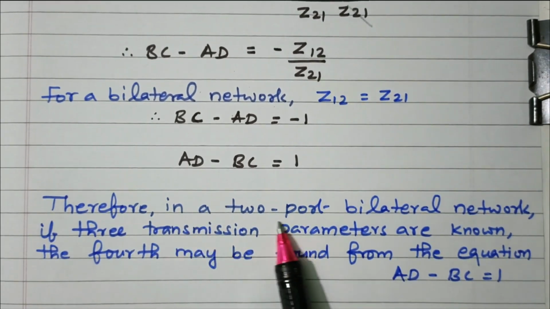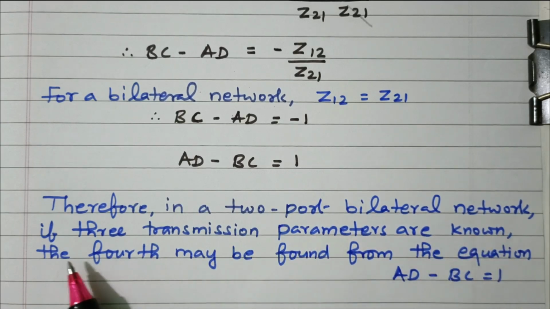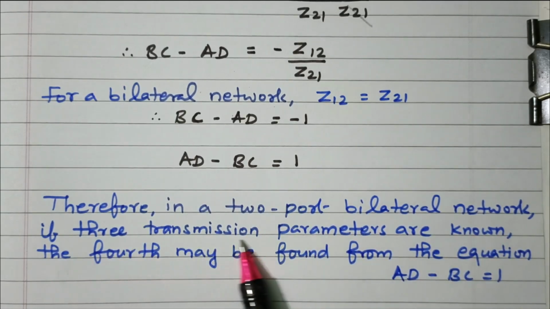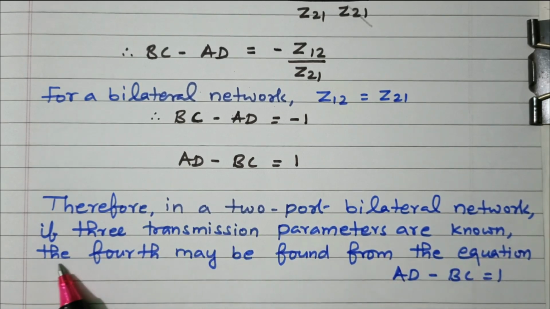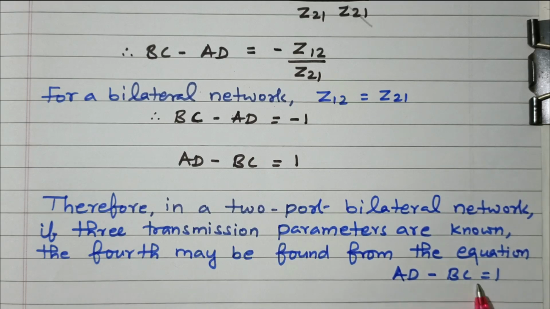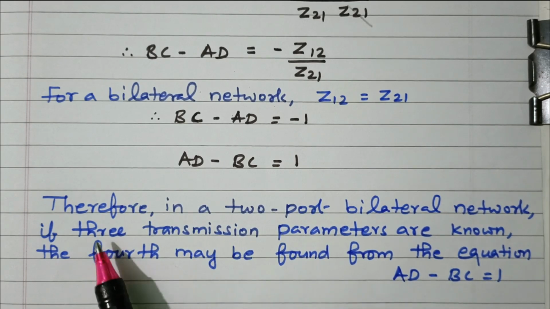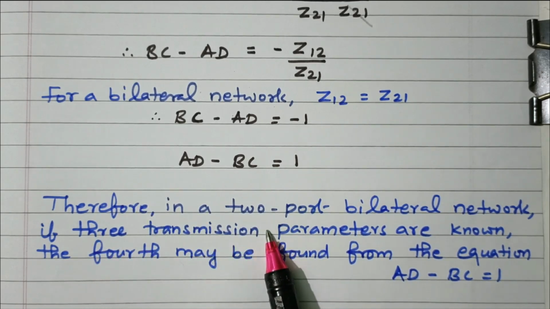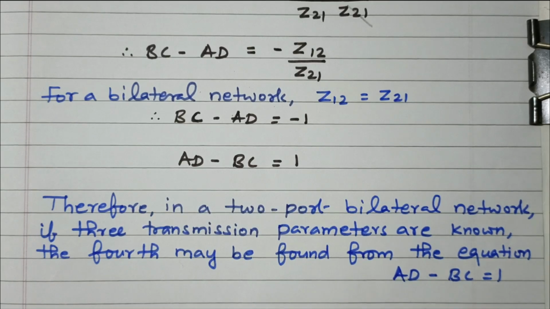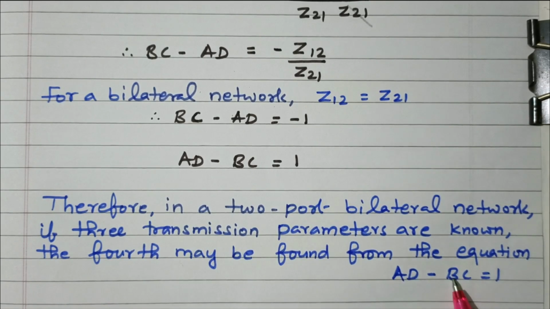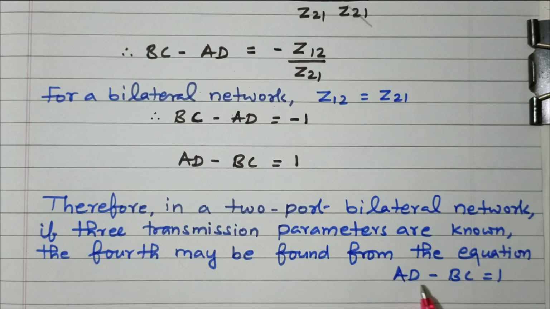Therefore in a two-port bilateral network, if 3 transmission parameters are known, the fourth may be found from the equation AD minus BC equal to 1. Right. So by using this condition, if the 3 transmission parameters are available, the fourth one can be easily calculated. For example, if A, D and B are available, then C can be calculated. That is the meaning. Right. So AD minus BC equal to 1.